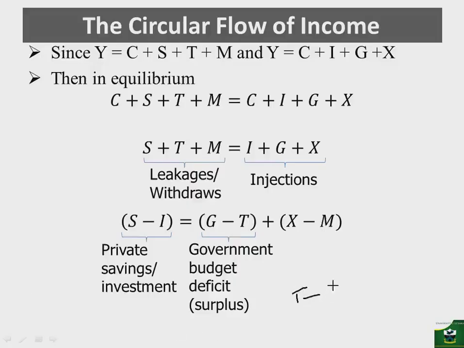If, however, it is presented as T minus G, because this is the revenue and this is the expenditure, if expenditure is lower than the taxes, then this part will be positive and you will have a surplus, and the converse is true for a deficit. The last component shows the trade deficit or surplus. If the exports are more than the imports, then you will have a trade surplus. And if the exports are less than the imports, then you will have a trade deficit.